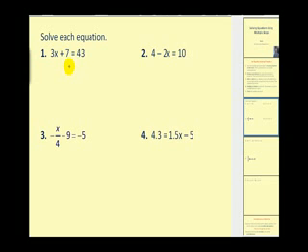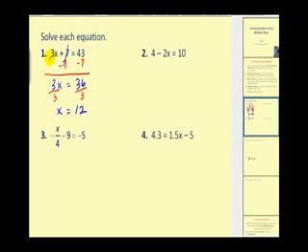Number 1 here, there's no fractions or decimals. Step 2, there's no parentheses. Step 3, we will isolate the variable term. So what we'll do here is subtract 7 on both sides. That will leave us with 3x equals 36. And the last step, we need to undo this multiplication, so we'll divide both sides by 3. And we have our solution, x equals 12. So to check this, 3 times 12 would be 36 plus 7 equals 43, and it checks.